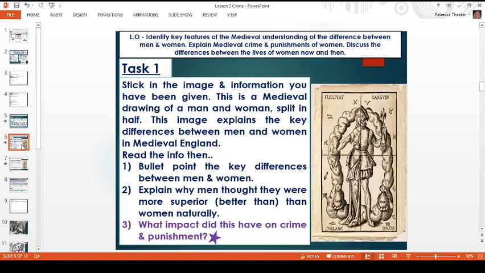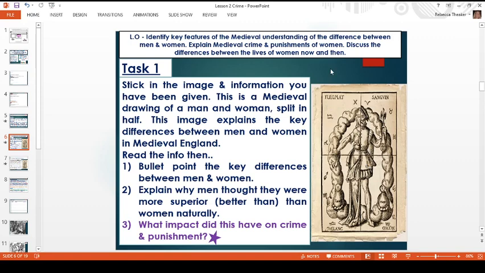So before we look at crimes, we are going to study an image and do a little bit of reading first. So obviously ignore the bit where it says stick in this image because you obviously can't do that. But what the image shows, and you should be able to see it clearly in a second when I go on to the next slide, this is an image of a medieval man and woman, and they have been split in half. So on the one side, you can see the woman here, she's got a dress on, she's got long curly hair. And on the other side here, you can see that this is a man, he's wearing a hat, and you can sort of see his facial hair a little bit there.